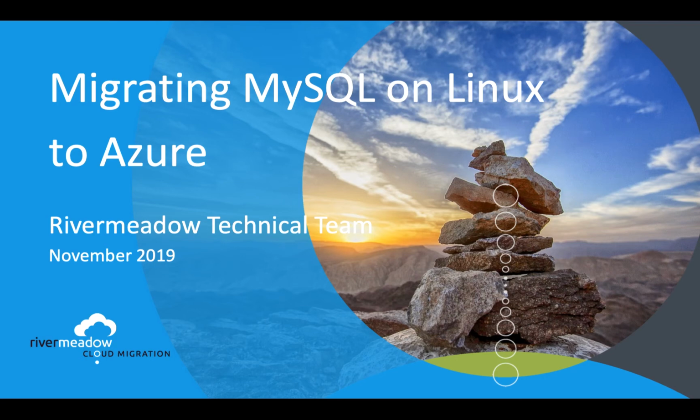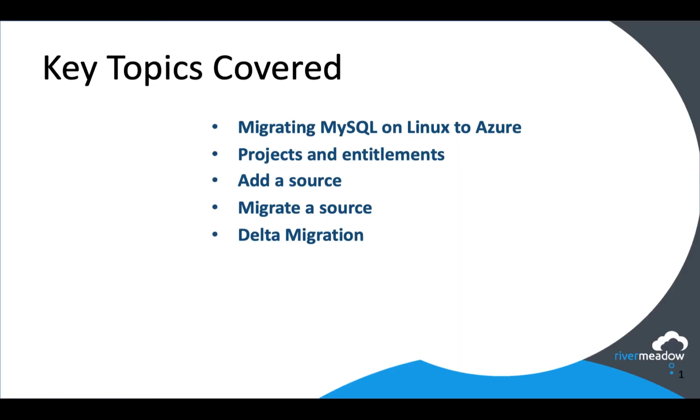In this video we're going to be looking at how we migrate MySQL on Linux to Azure. We're going to look at things like projects and entitlements and how they help us to get things organised, how we add a source and how simple that can be, how we migrate that source then into Azure, and then how, as part of the overall migration, we look at Delta migrations to get updates and keep things in sync.